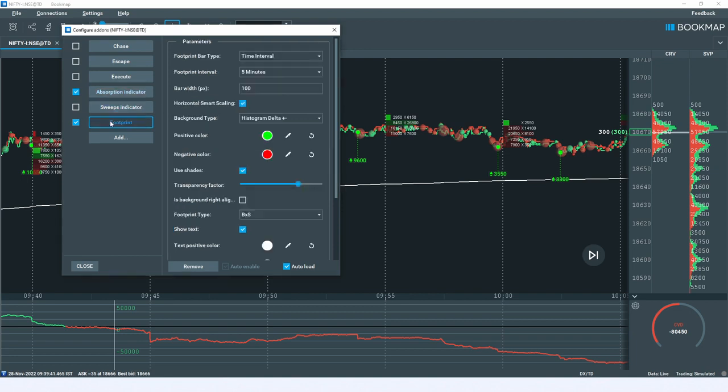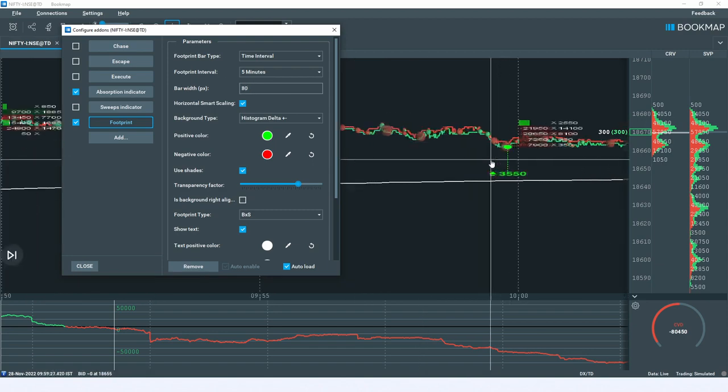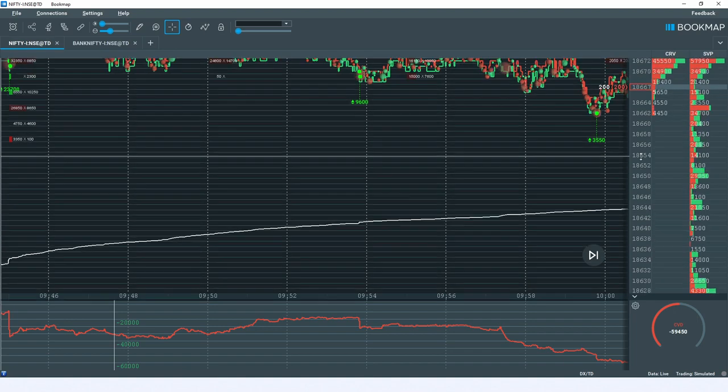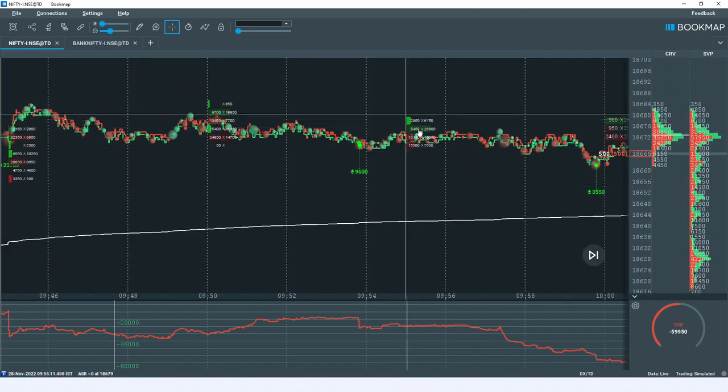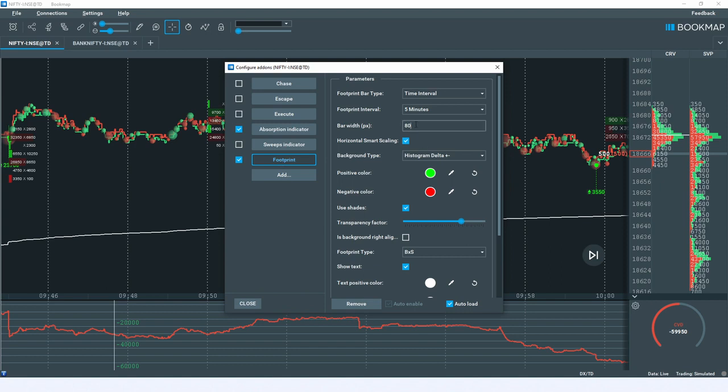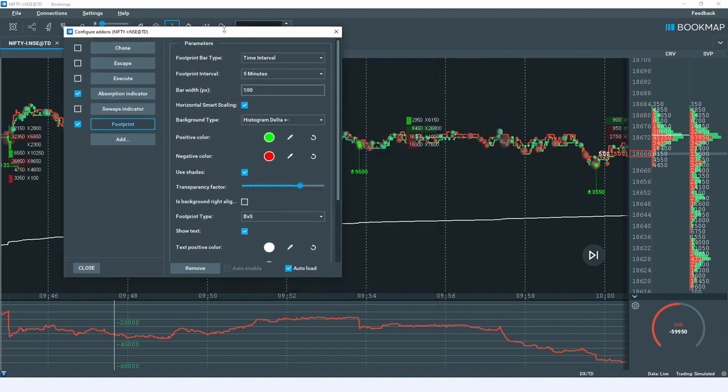And then comes the footprint chart. I strongly recommend you watch the last session because I have discussed the very basics of footprint charts. To give you the perspective here, I'm using a time interval, which means I'm looking at a specific time interval. The footprint interval is 5 minutes, so right now I'm looking at the 5-minute footprint chart. The bar width is nothing but a graphical change. If I make it 80, you can notice the change here. So this is the footprint chart that we are looking at. If I change the footprint width to 100, it will change automatically. So it's a visual representation.